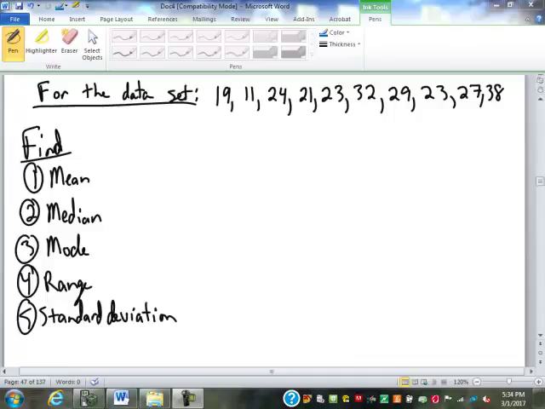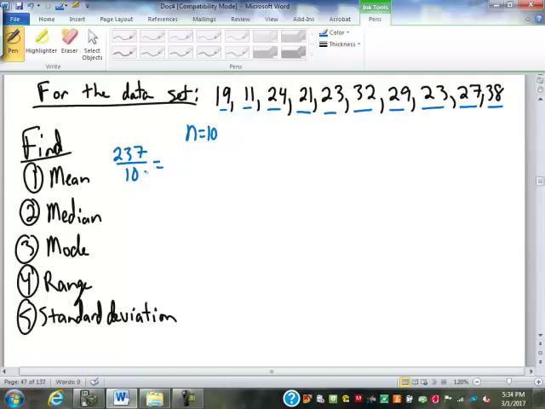Okay, so for the first one, finding the mean, we have to add them all together and divide by how many there are. So that's going to be 19 plus 11 is 30, plus 24 is 54, plus 21 is 75, plus 23 is 98, plus 32 is 130, plus 29 is 159, plus 23 is 182, plus 27 is 199, plus 38 is 237. And there are how many numbers in the list? 10. Remember we said that was n equals 10?